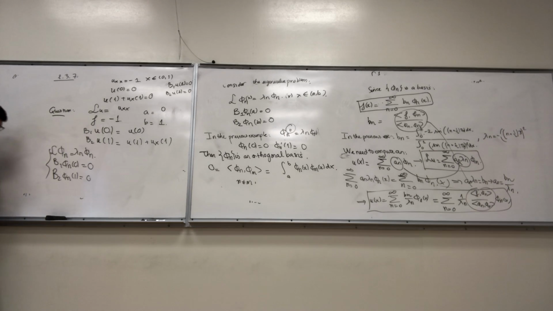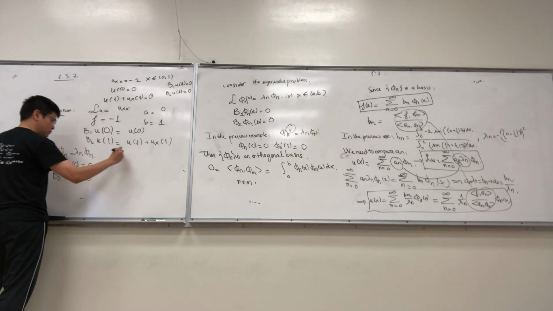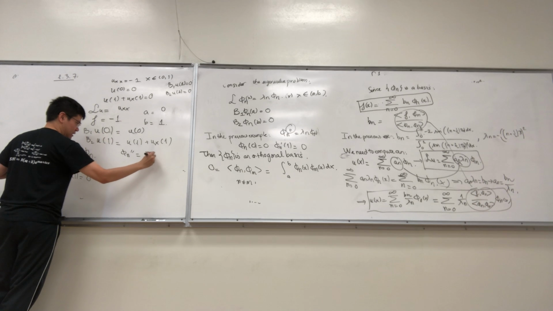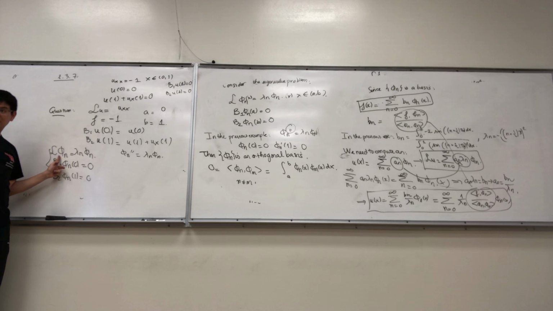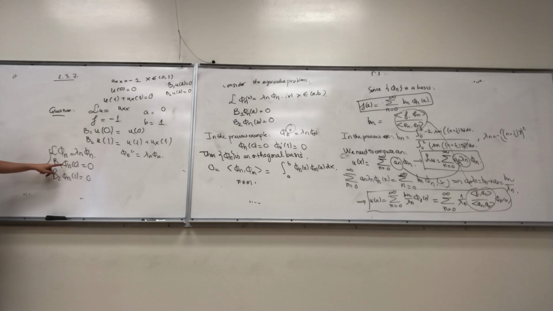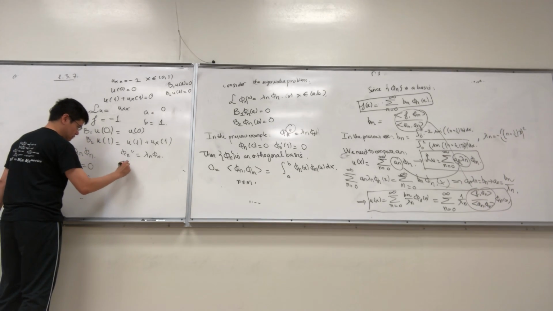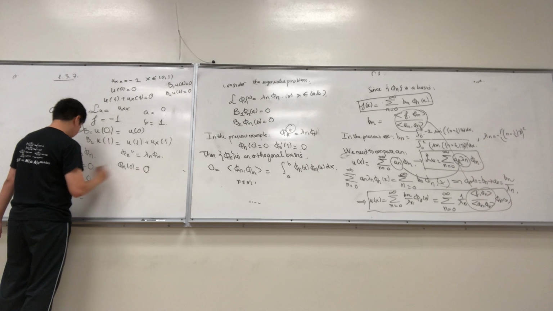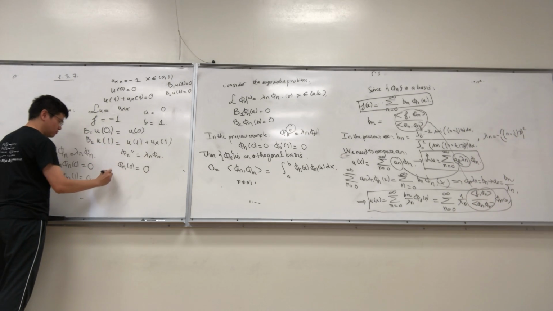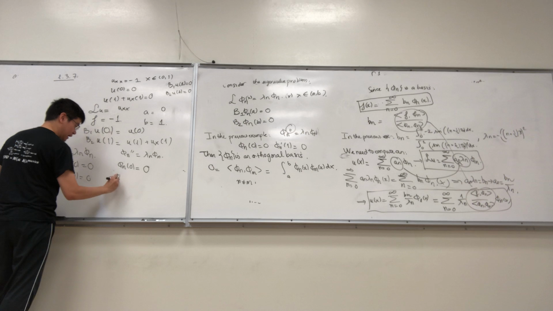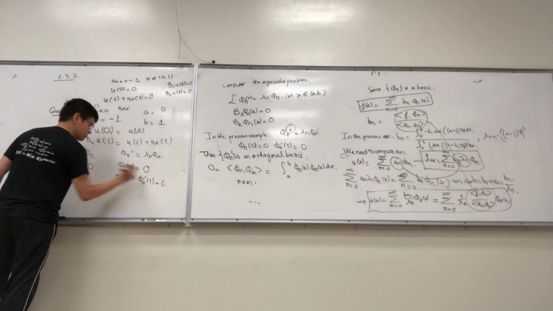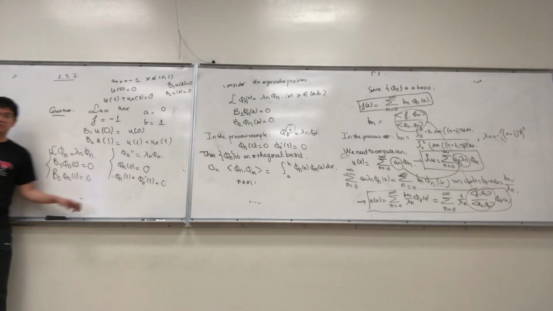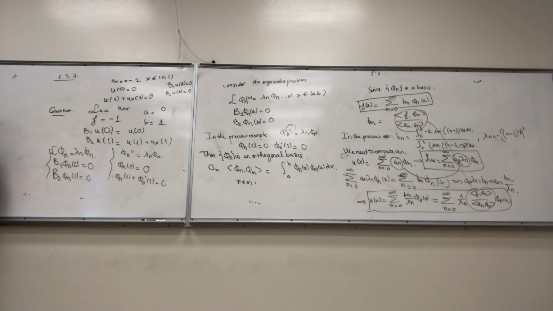So this will be phi n second equals lambda n phi n, right? Lu is u_xx, which means that L phi n will be phi n second. B1 of phi n at 0 is 0, so phi n of 0 is 0, and B2 of phi n at 1 is phi n of 1 plus phi n prime at 1, which is 0. So this is the eigenvalue problem that we have, right?